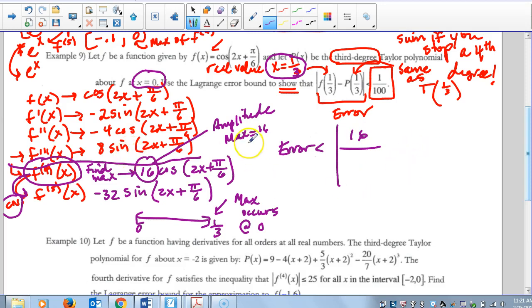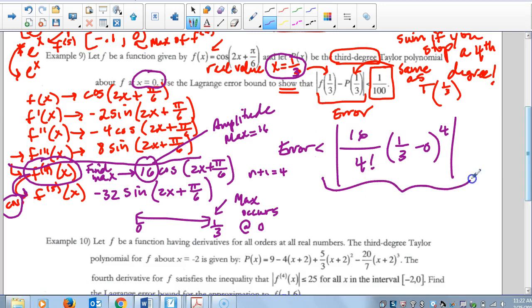over, now we stopped at the 4th, right? Or I should say we stopped at the 3rd, which meant we had to maximize the 4th. So n plus 1 is 4. So this is going to be 4 factorial. My center is 0, so I've got 1/3 minus 0 to the 4th. I need to figure this out.